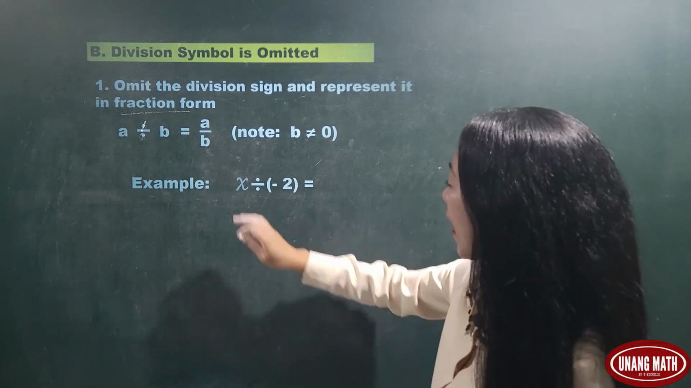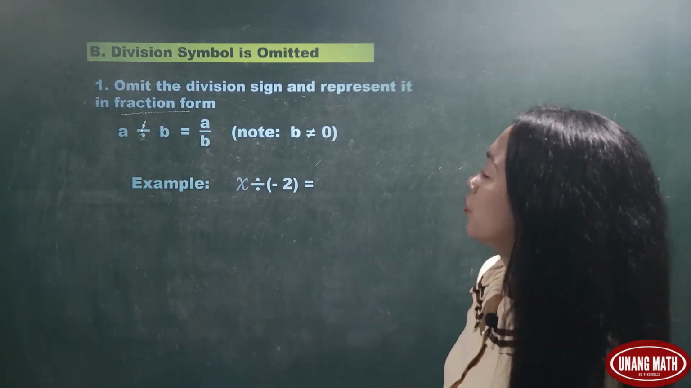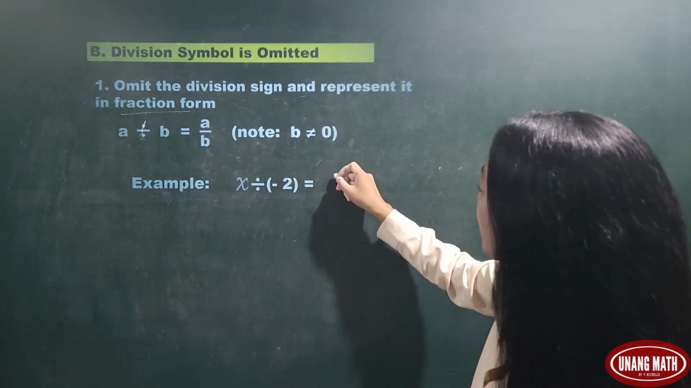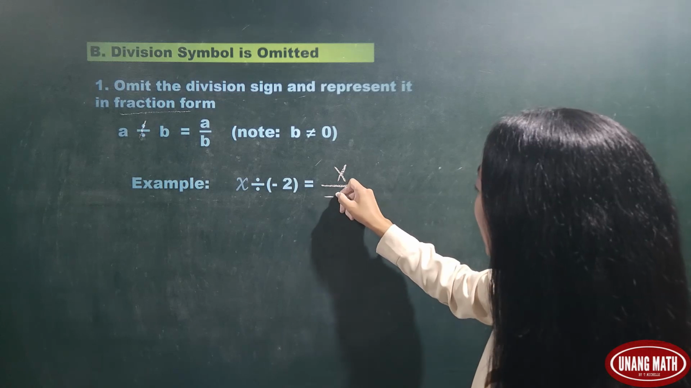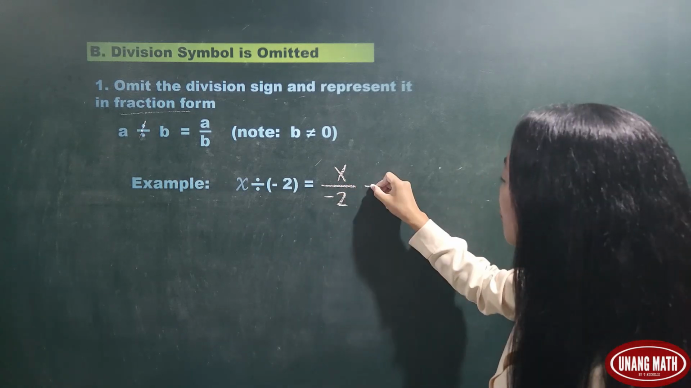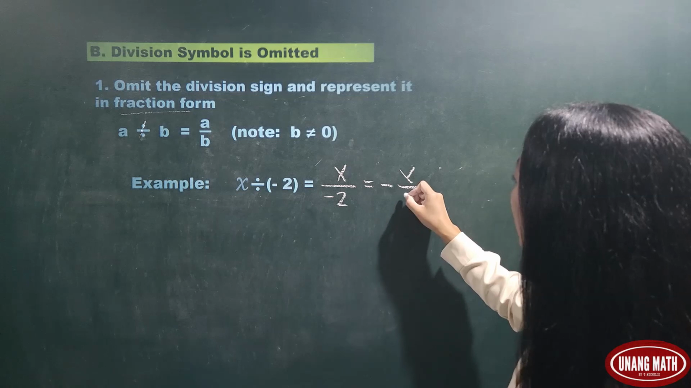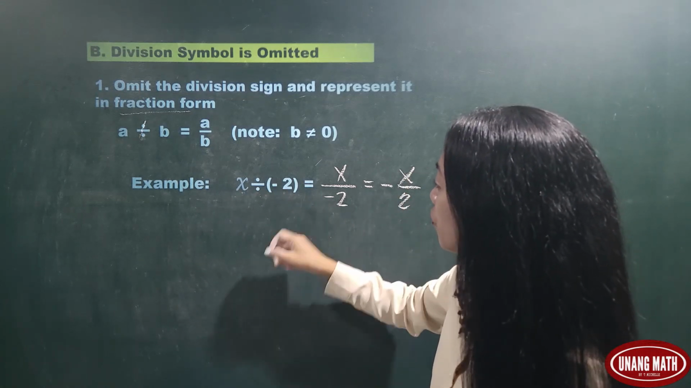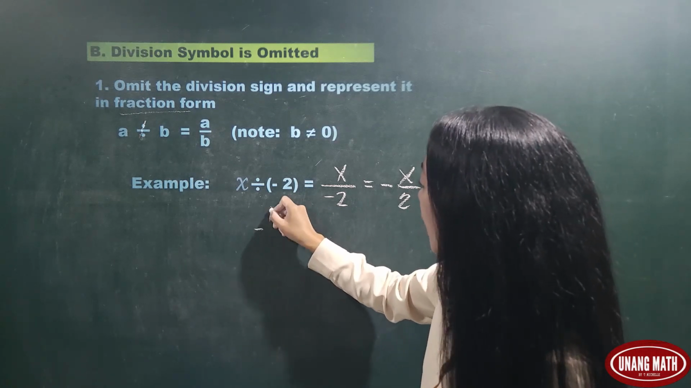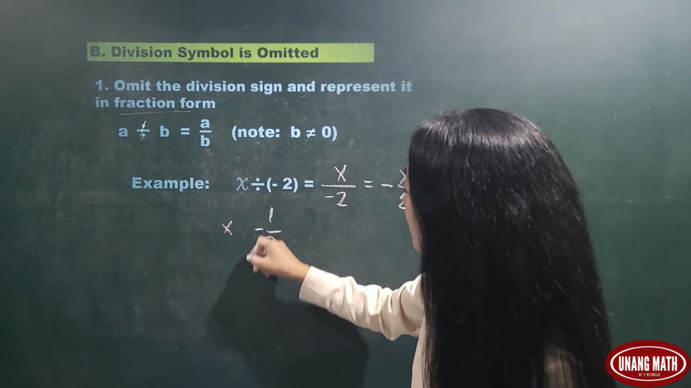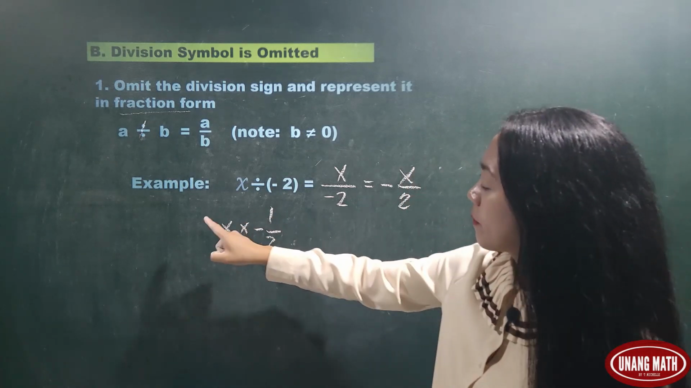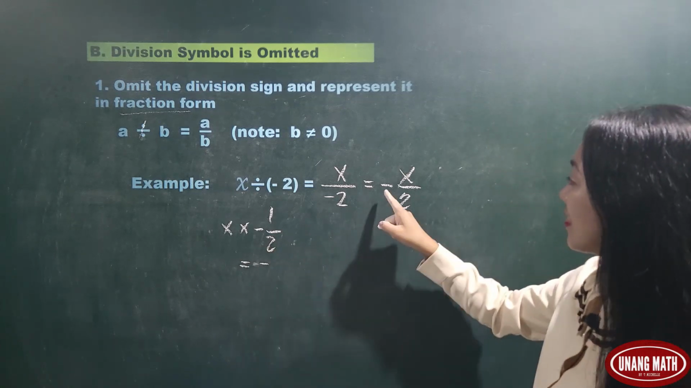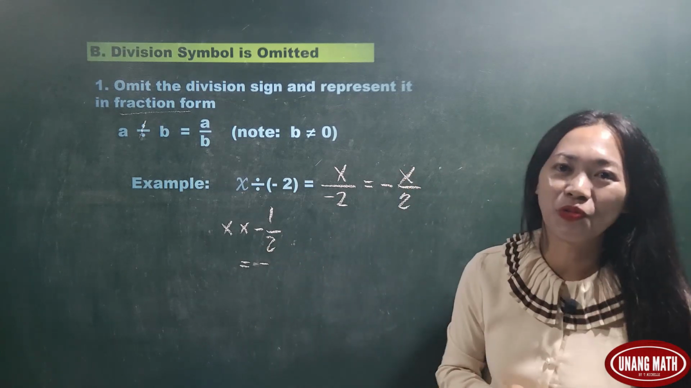Example, x divided by negative 2. Omit the division sign, represent it in fraction form. So this is x over negative 2. But we can just write this as negative x over 2. Why? If we get the reciprocal of negative 2, it's negative 1/2. So this is x times negative 1/2. A positive number times a negative number, the answer is a negative number. So it's negative x over 2.